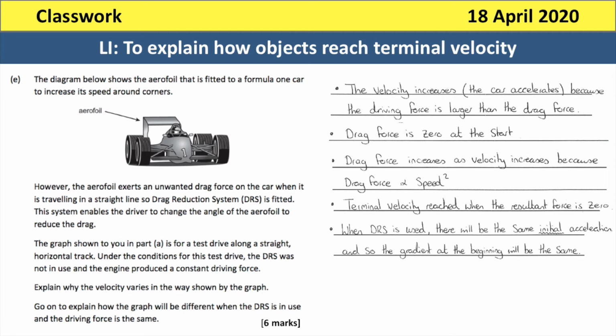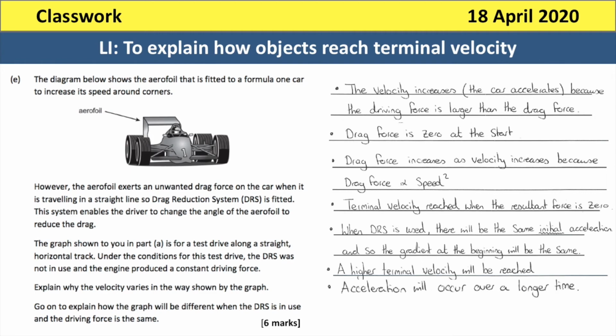We can then point out that we would actually reach a higher terminal velocity, and that is because we've been accelerating over a longer period of time. Now obviously there's more than 6 marks available there on the board, but any 6 of those will get you full marks on this exam question.